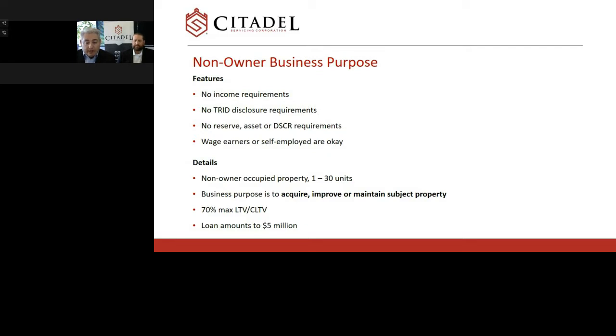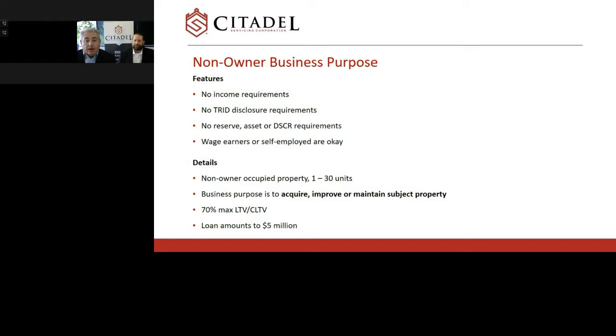There's no income requirements. Okay? You're not going to supply income documentation for these properties. You're going to state enough to cover the debt service on the property and be at a 50% DTI on paper. All right. Wage earners can qualify for this. Self-employed borrowers can qualify for this. There are no reserve requirements, asset or DSCR requirements. This is completely outside of that DSCR and that Dodd-Frank box.